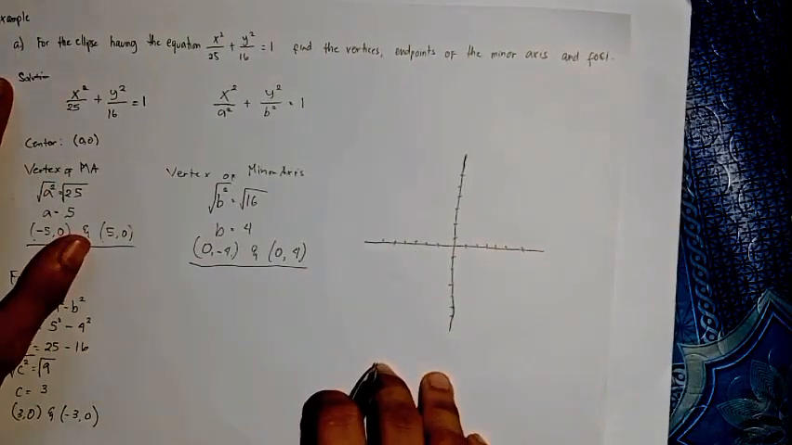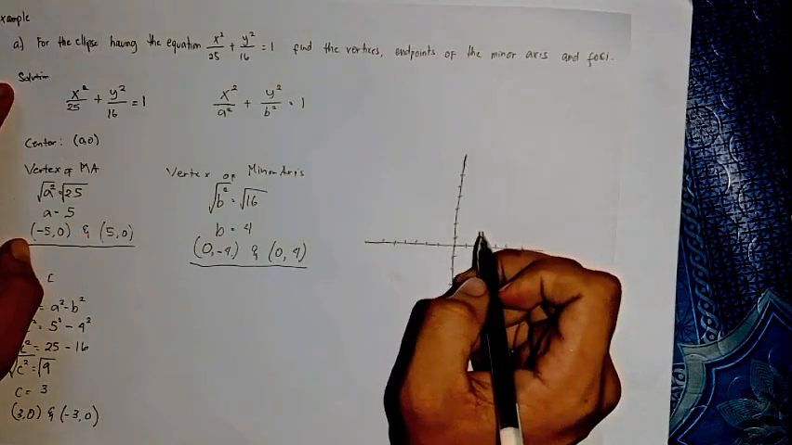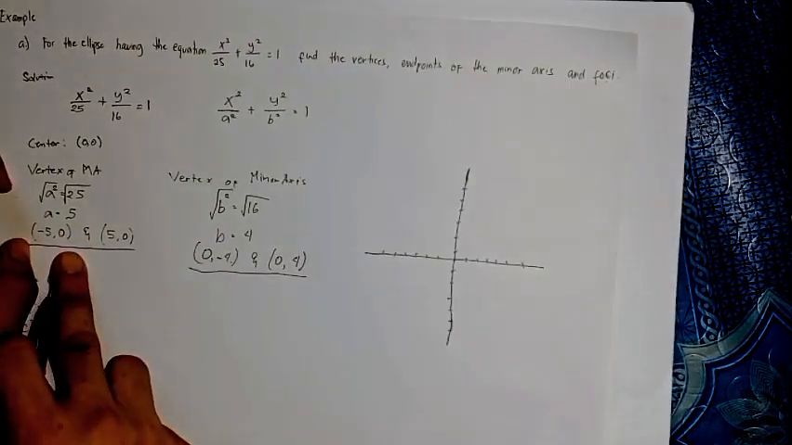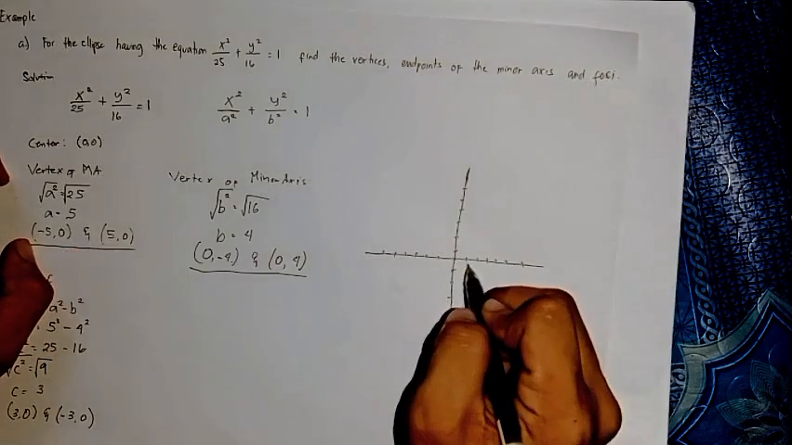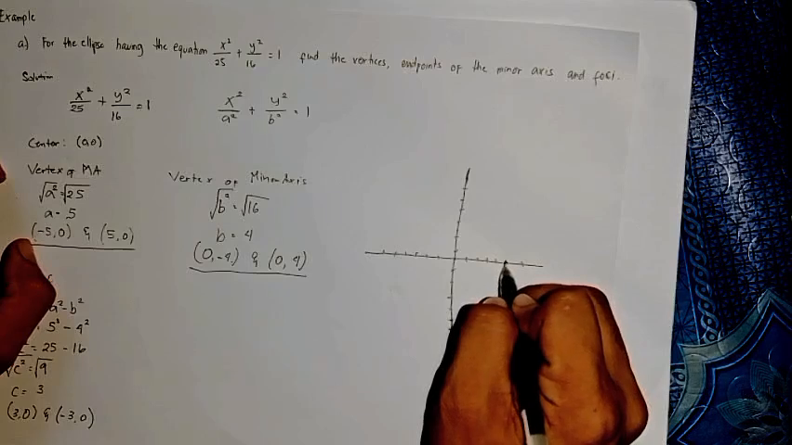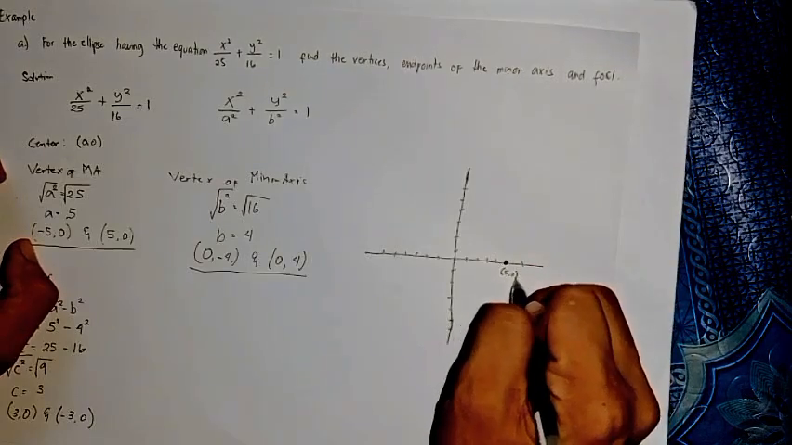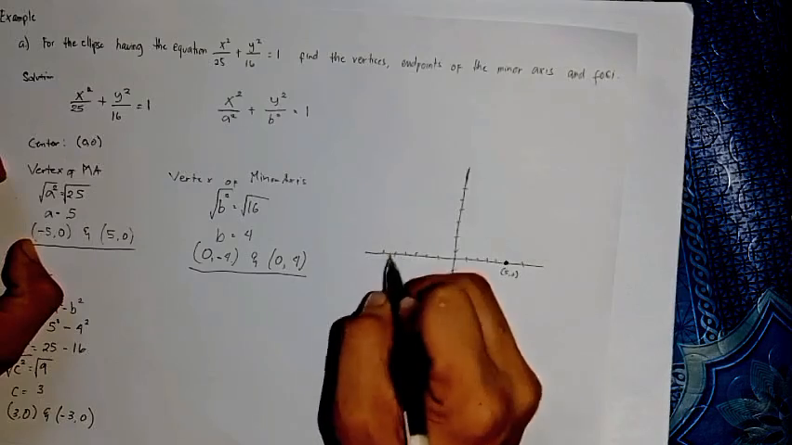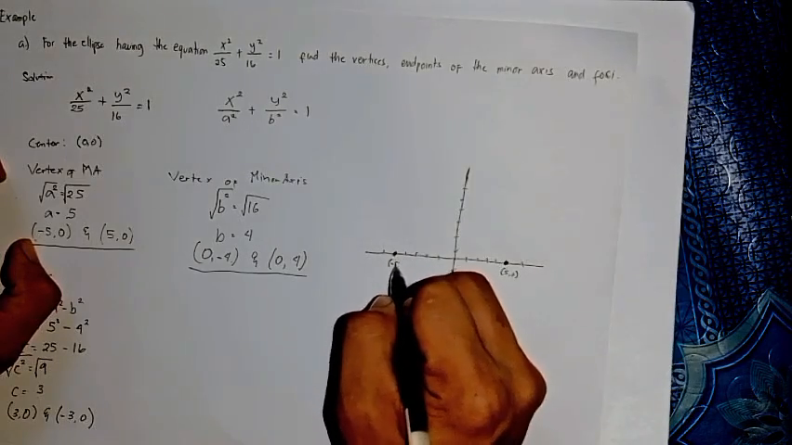Next, this is our center, 0, 0. And our major axis is at negative 5, 0 and 5, 0. Since 1, 2, 3, 4, 5, this is our vertex 1, 5, 0. 1, 2, 3, 4, 5. This is our vertex 2, or negative 5, 0.